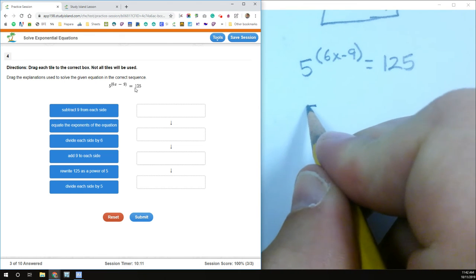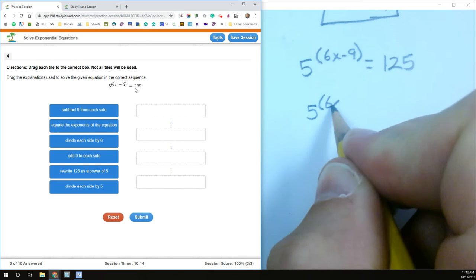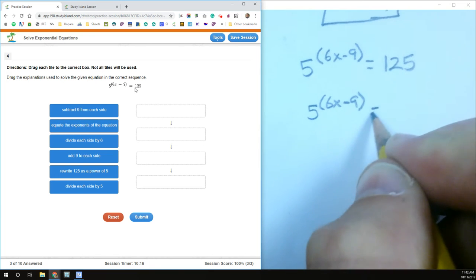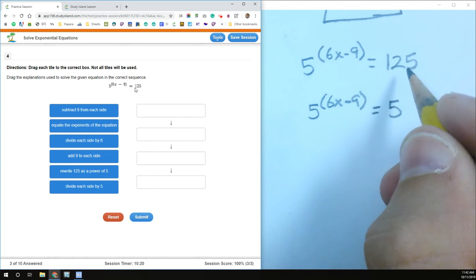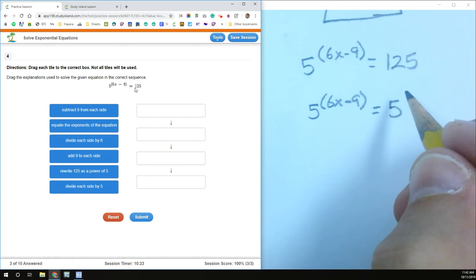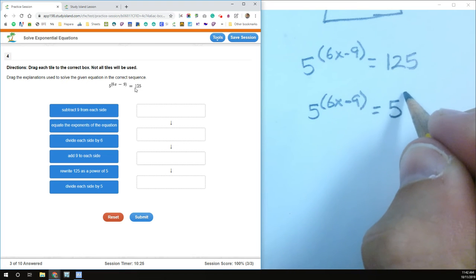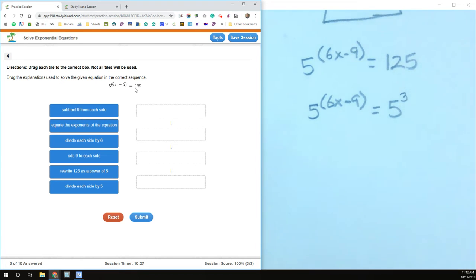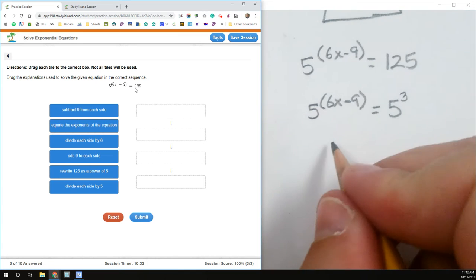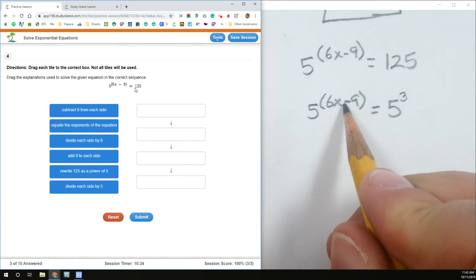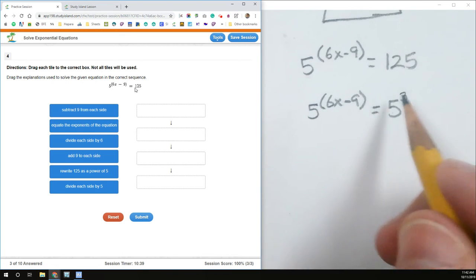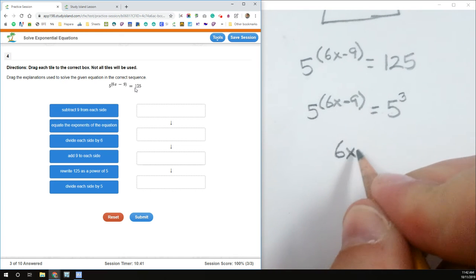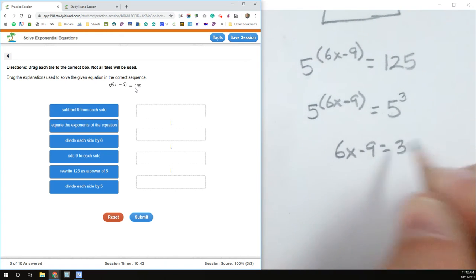So what I can do is say that 5 to the power of 6x minus 9 equals 5 to the power of what? 5 to the power of what is 125? Well, 5 times 5 is 25, and 25 times 5 is 125, so that would be 5 to the third power. 5 to the third power is 125. So now I can say, 5 to this exponent equals 5 to that exponent, so those two exponents must be equal to each other. 6x minus 9 equals 3.